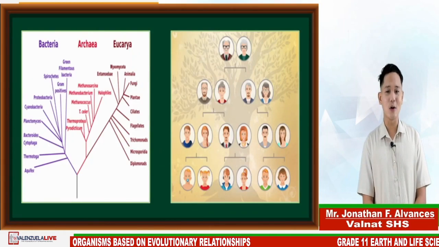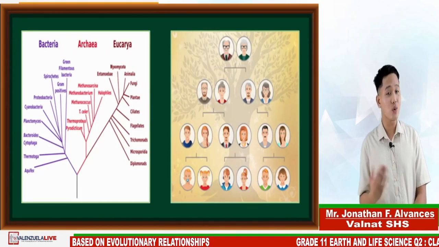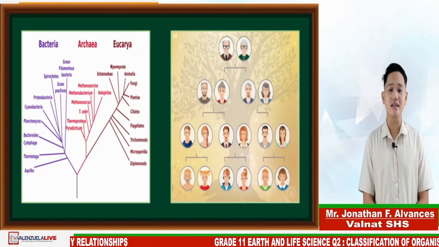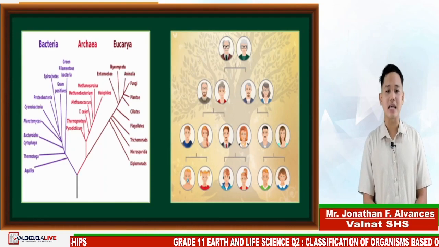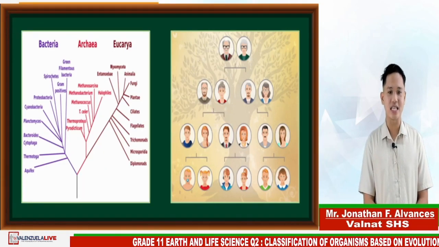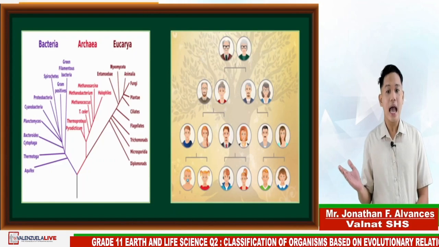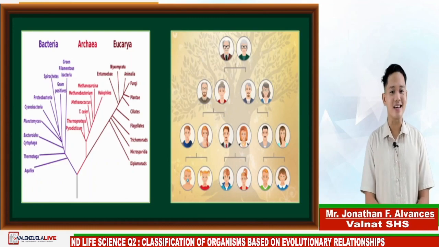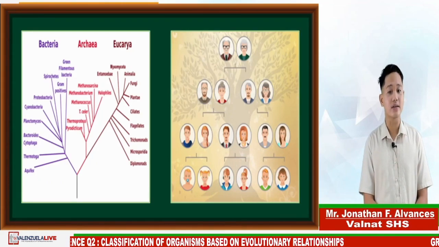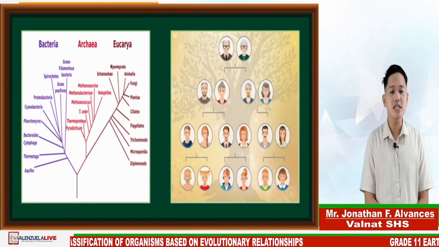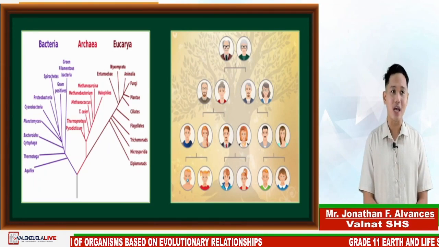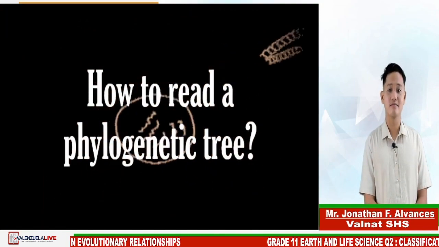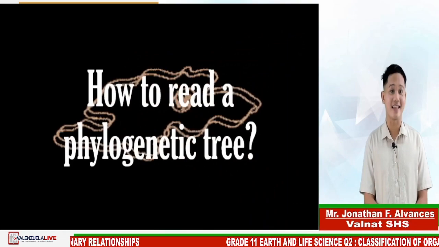If we compare a phylogenetic tree to a family tree, just like a family tree, an evolutionary tree indicates which ancestors gave rise to which descendants. Family trees help show how people are related to each other. Similarly, scientists use cladograms and phylogenetic trees to study the relationships between organisms. Now, the question is, how do we read a phylogenetic tree?